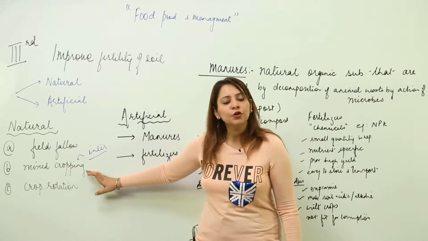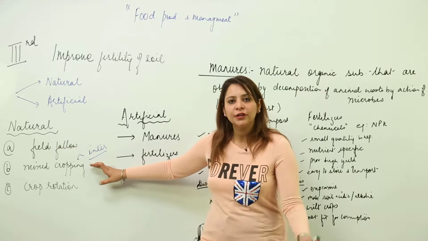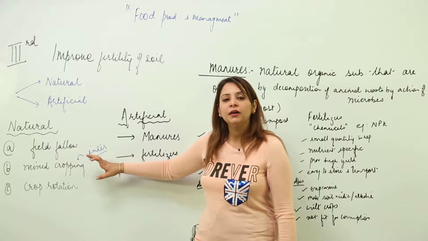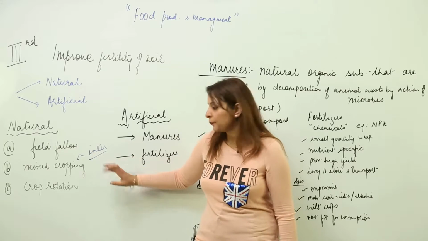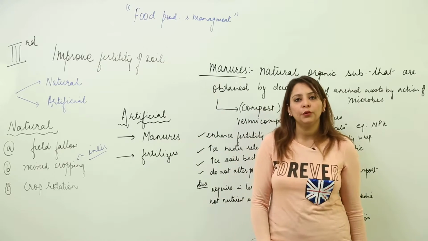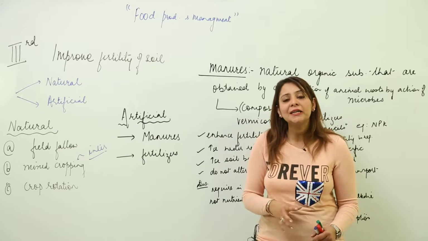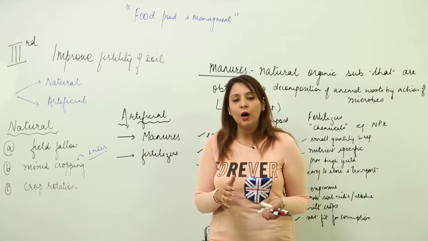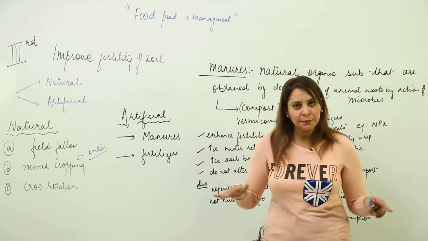So again, mixed cropping will not make the soil deficient in any particular kind of nutrient, and its disadvantages can be covered by intercropping. Third, we have crop rotation. Now, what do we do in crop rotation? Crop rotation is the practice of growing crops alternately in a season. Now, how? Suppose I have a certain patch of land.